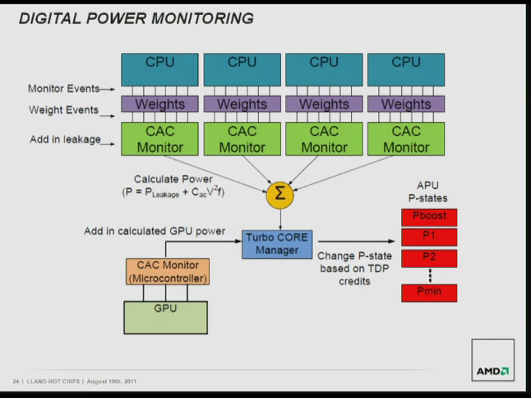So essentially, we monitor events in the core. We have weights associated with them. Clearly, something in the integer core is not going to have the same import as an operation through the floating point core. And then we add in leakage. We munge all of this together and come up with a representation of the amount of power that's being burnt across all four cores. We also have a power monitor on the GPU, and that feeds in there as well and tells us how much power we're burning. And based on whether we have headroom, we'll end up boosting.